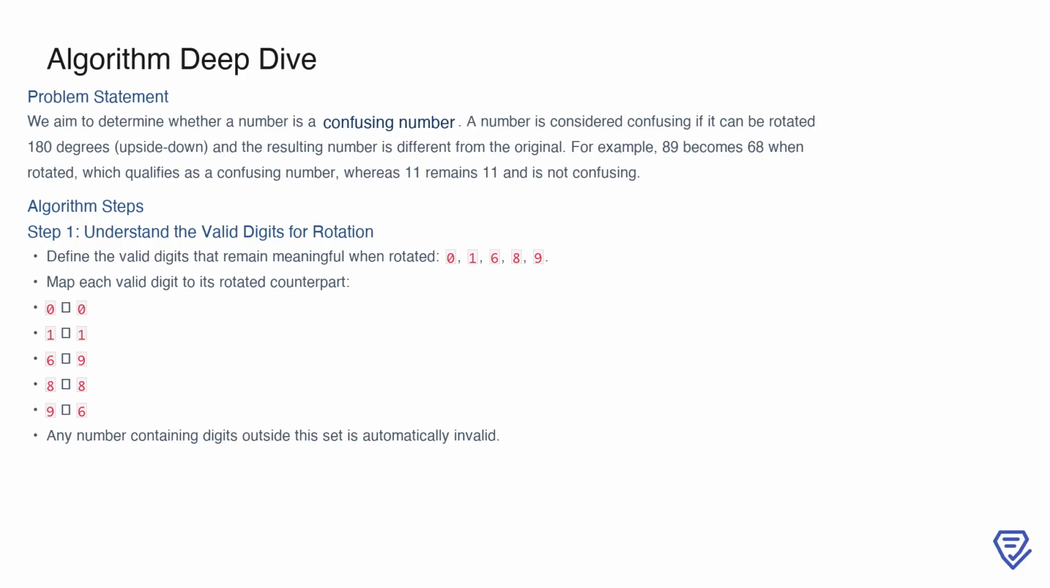To approach this, the first step is to identify the digits that remain meaningful when rotated. The valid digits are 0, 1, 6, 8, and 9. These digits map to specific rotated counterparts. 0 maps to 0, 1 maps to 1, 6 maps to 9, 8 maps to 8, and 9 maps to 6. Any number that contains digits outside of this set, such as 2 or 5, is immediately invalid and cannot be a confusing number. This foundational understanding allows us to proceed with the next steps of the algorithm.